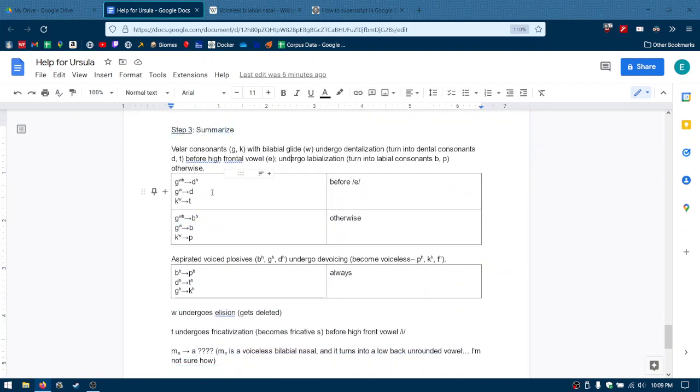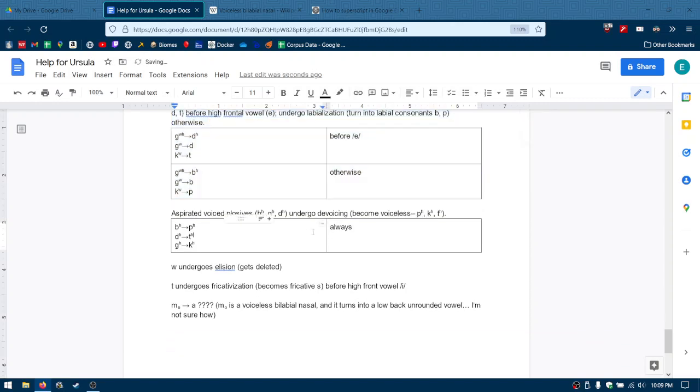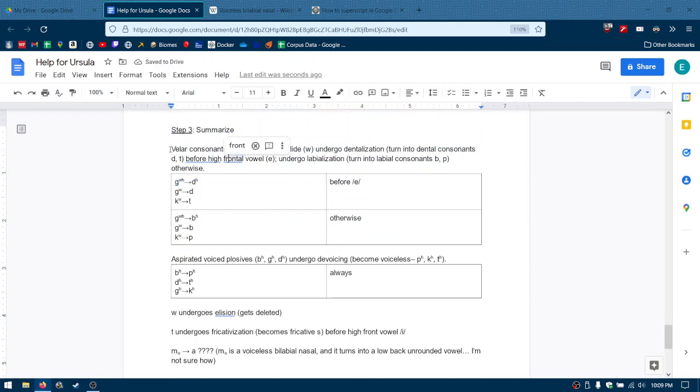So, step 3, summarize. I put all this data together, and I said velar consonants with bilabial glide undergo dentalization before high frontal vowels, and undergo labialization otherwise. Okay, so that's just a fancy way of saying exactly what we wrote down before. But on the quiz, it was written with these words like velar consonants, bilabial glide, dentalization, all these fancy words. And if you don't know what these words mean, then you should just look at that IPA chart because it breaks it down for you and you can reference that.